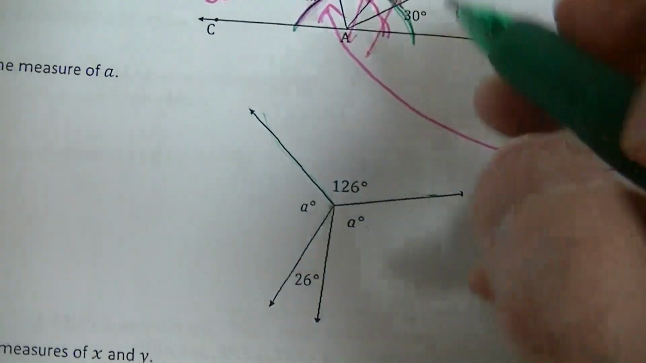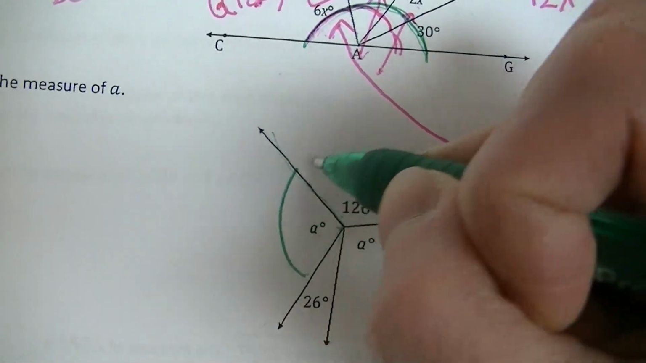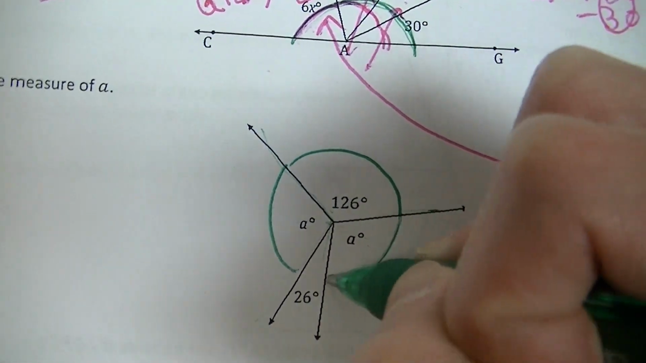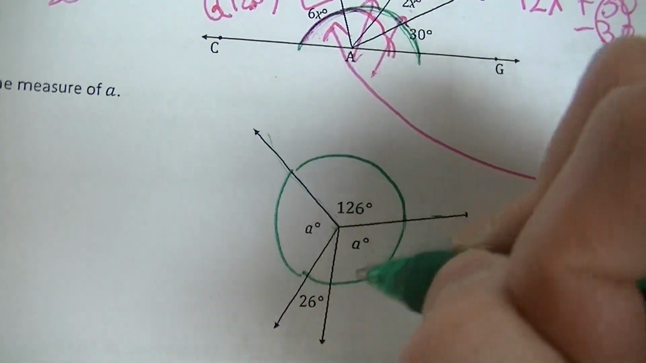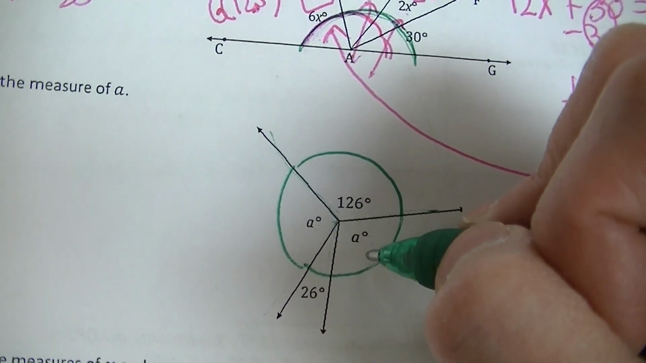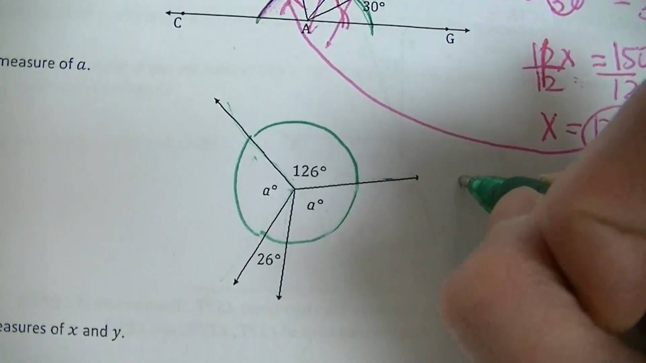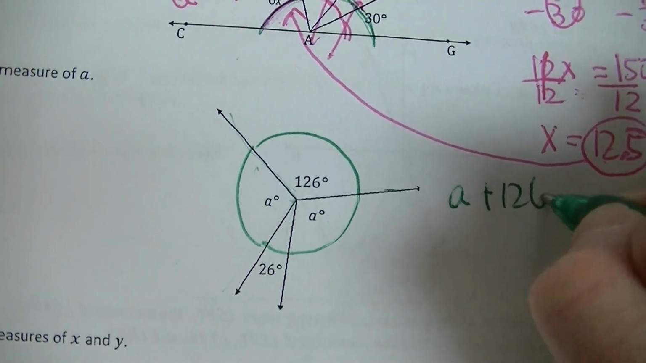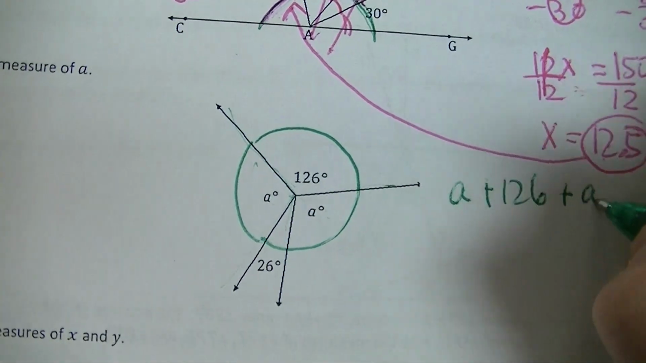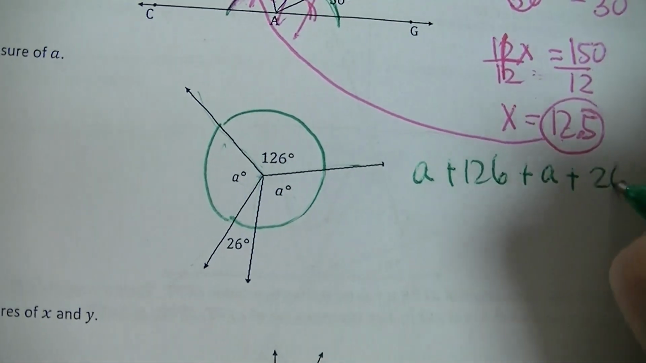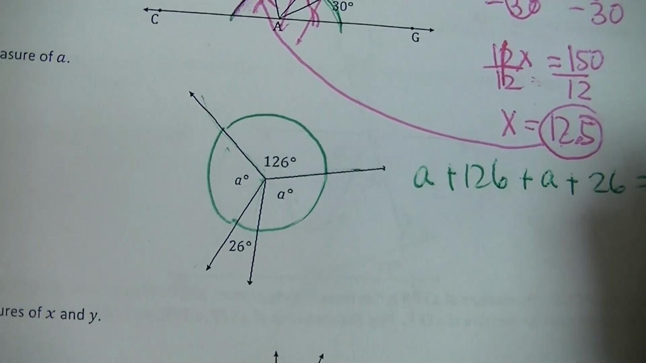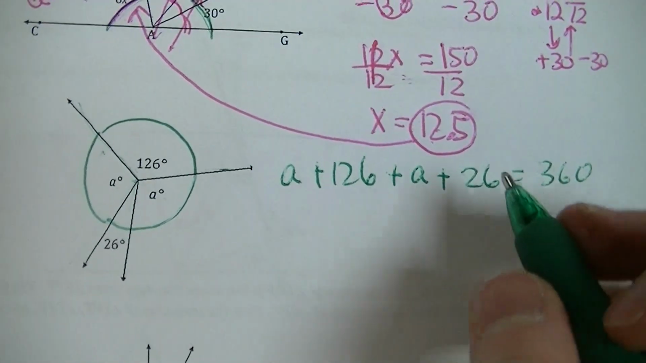Okay. Anyway, looking at this relationship, this angle plus this angle plus this angle plus this angle. They're angles at a point, so they're going to have a sum of 360 degrees. So let's go ahead and set up an equation. A plus 126 plus A plus 26 equals 360. Okay, 360 degrees is what their sum will be.